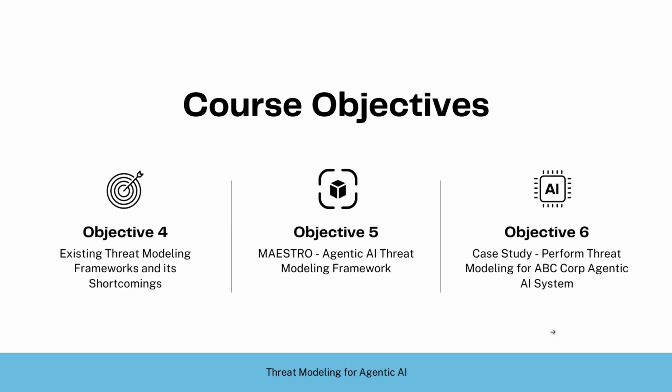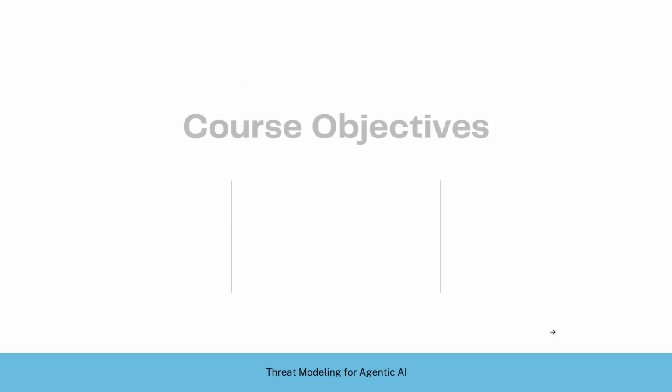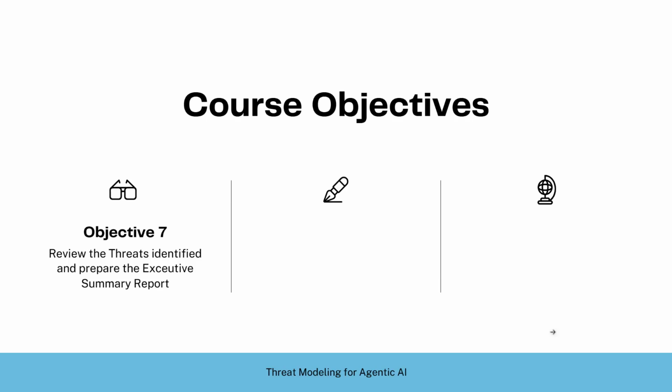This will be a case study where we will perform threat modeling for an agentic AI system using the MAESTRO framework. As we perform this threat modeling, we will review the various threats that we will identify in this agentic AI system. We will identify these threats. We also will document these threats in a report that can be presented to the leadership.